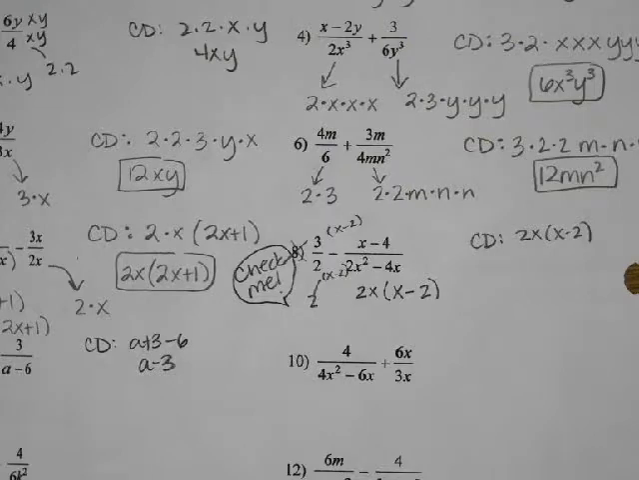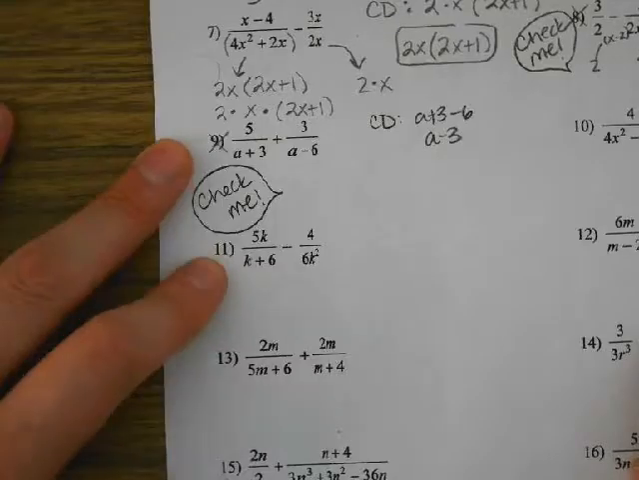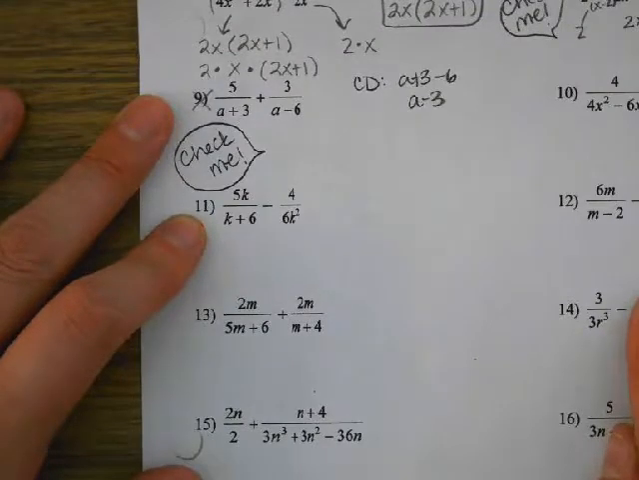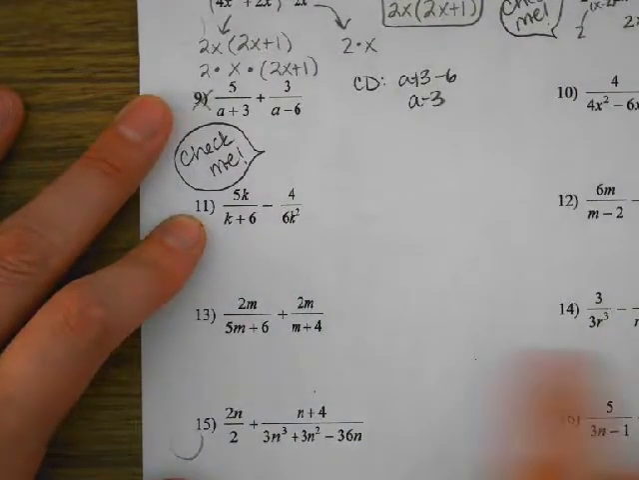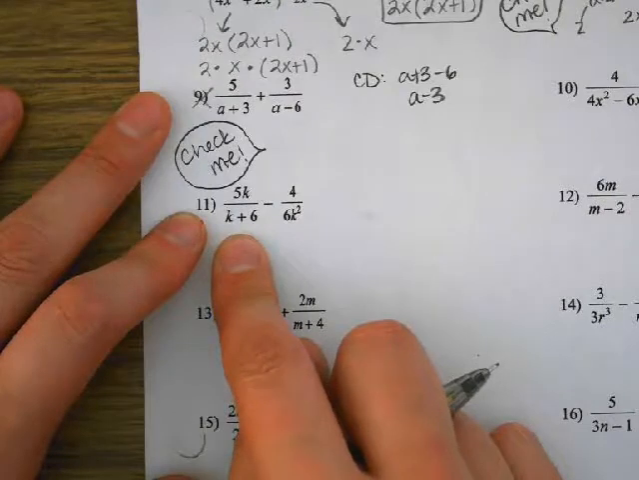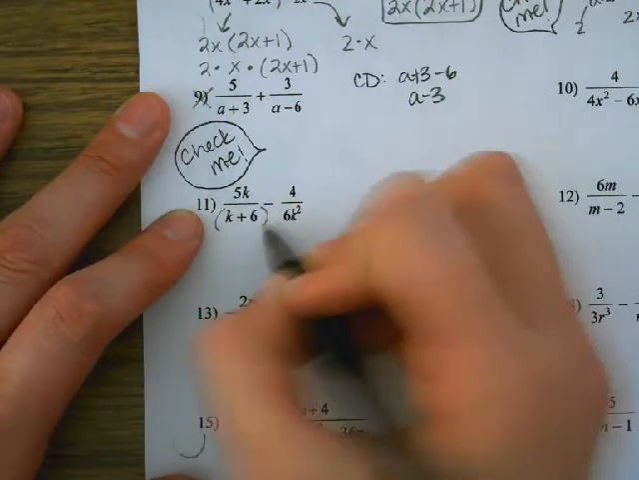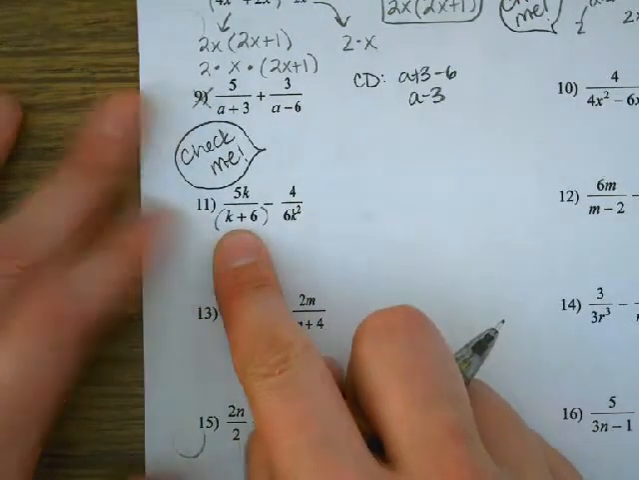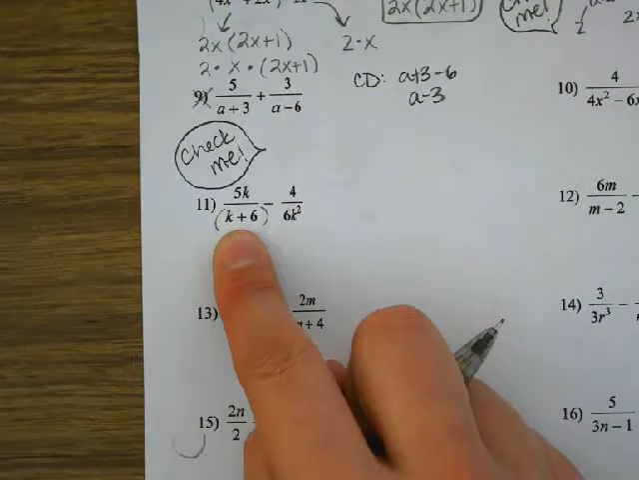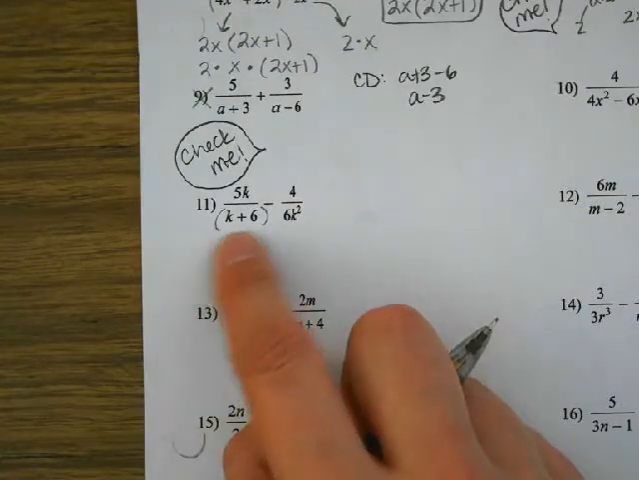All right, let's jump down to number 11. I've got this one with a plus in it. What do I do as soon as I see that plus? I put parentheses around it. And since it's got a plus, my only options for factoring are difference of squares, GCF, diamond, slide, divide. Those are the only possible ways I can factor this.